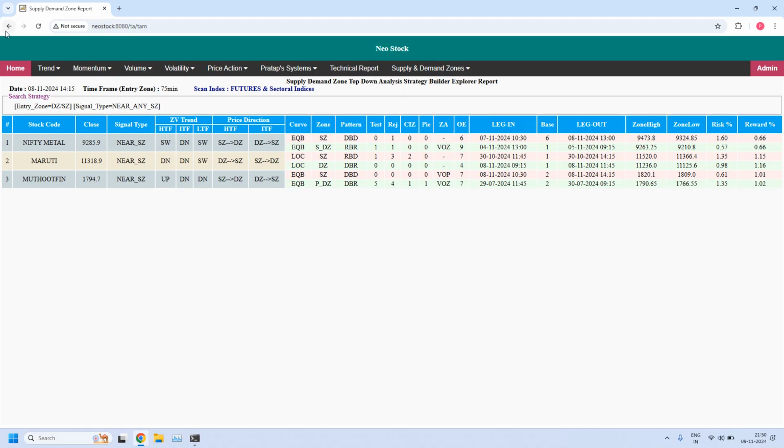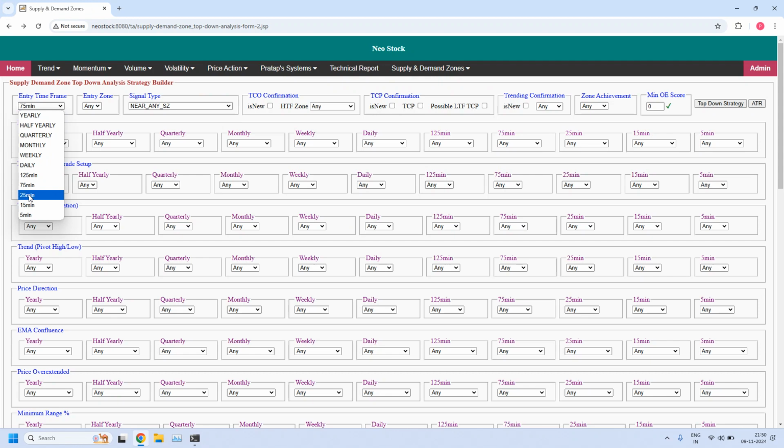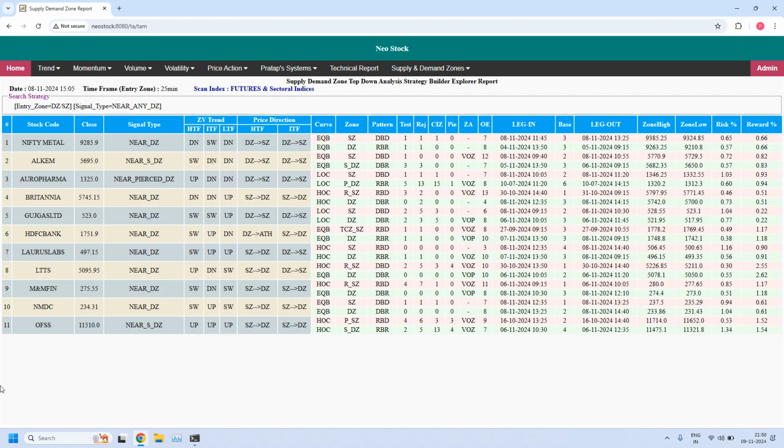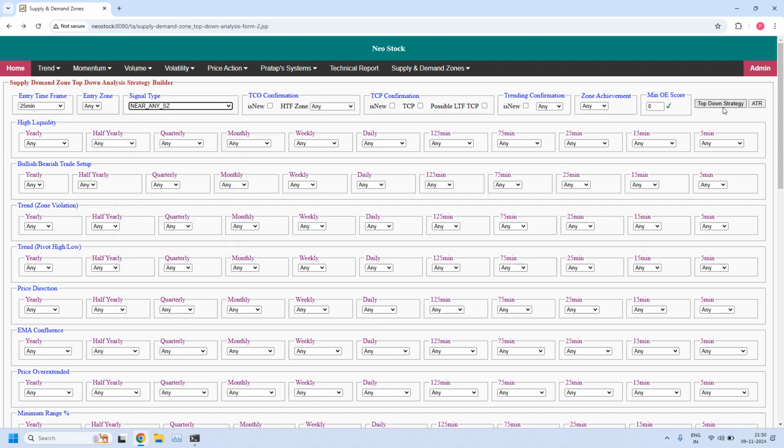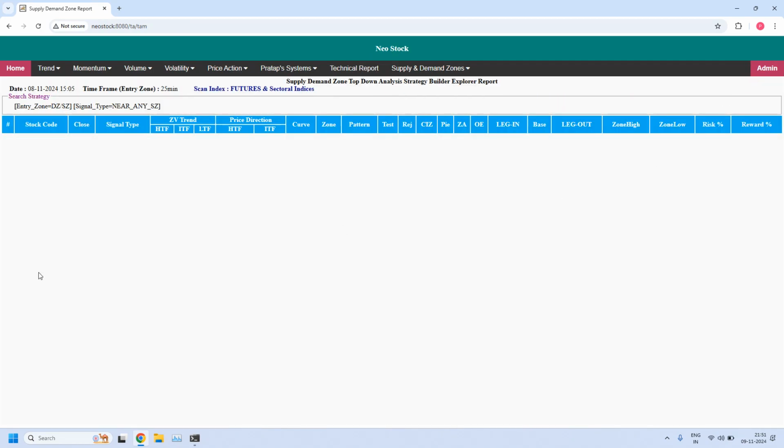And the next time frame is 25 minutes. Let us find the stocks near 25 minutes demand zone. 11 stocks are filtered. Next, for 25 minutes time frame, let's find the stocks near 25 minutes supply zone. No stocks are available.